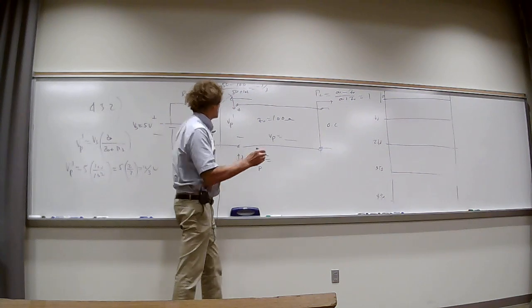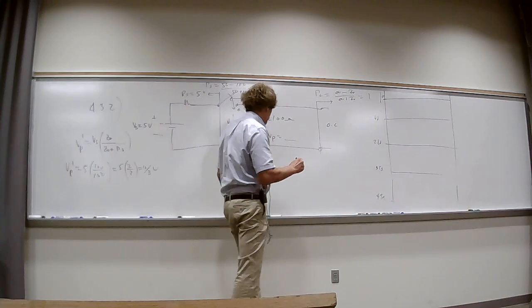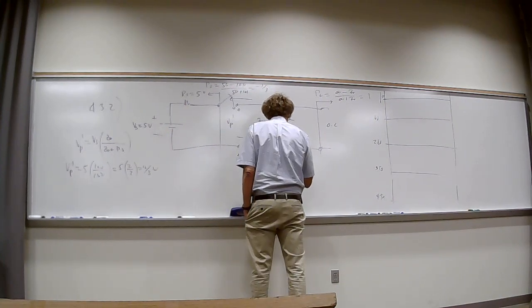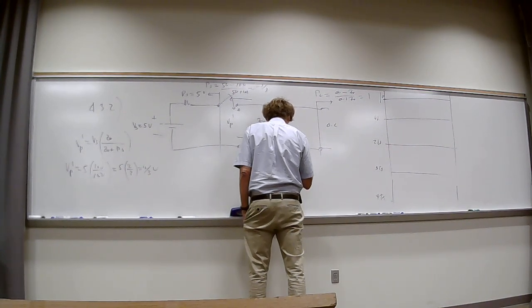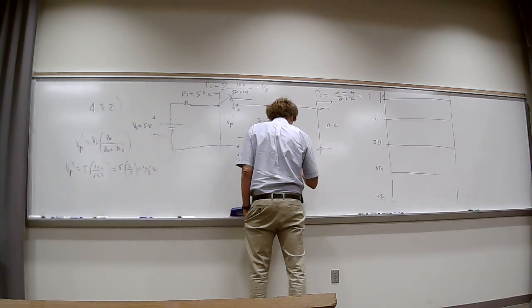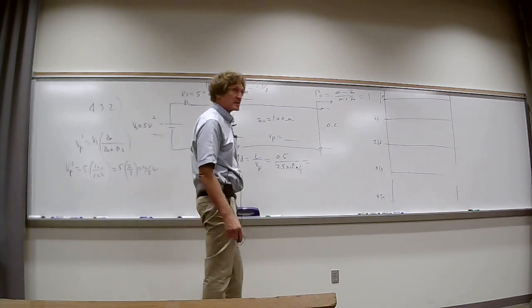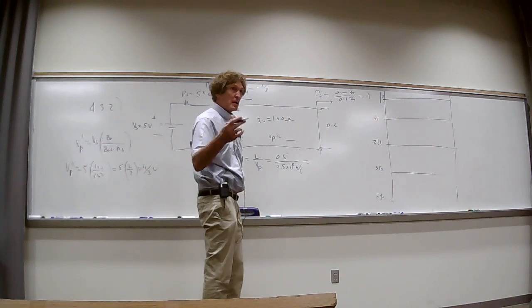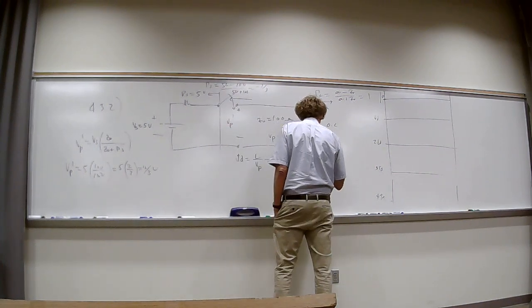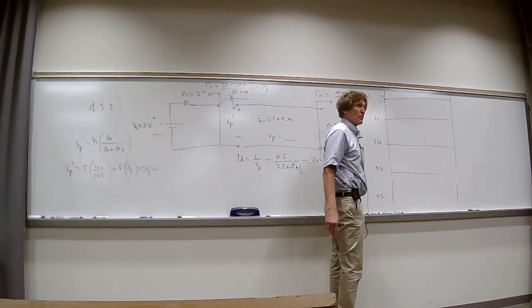What's the length of this line? 50 centimeters. All right, so it's 0.5 meters. And what's the velocity? 2.5 times 10 to the 8 meters per second. What's that going to be? It's nanoseconds. 2 nanoseconds. All right, so we got 2 nanoseconds. That's TL. So this is 2 nanoseconds. This is 4. You all with me, class?